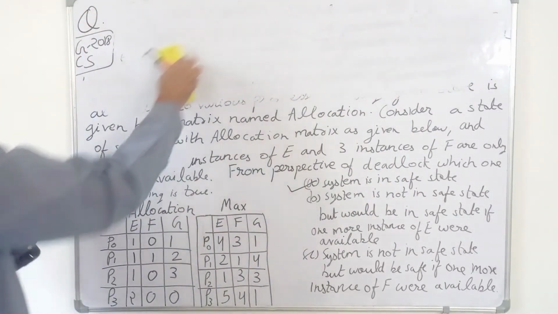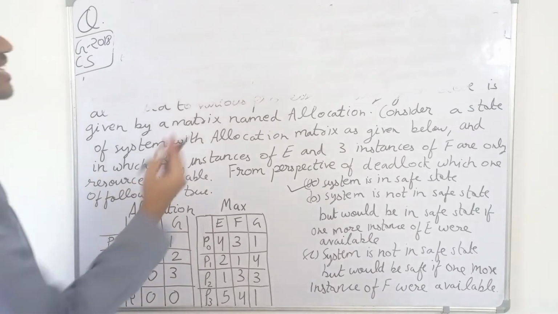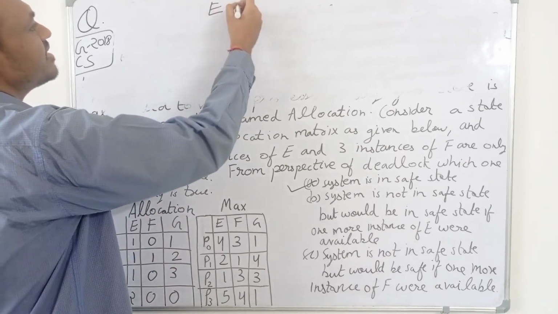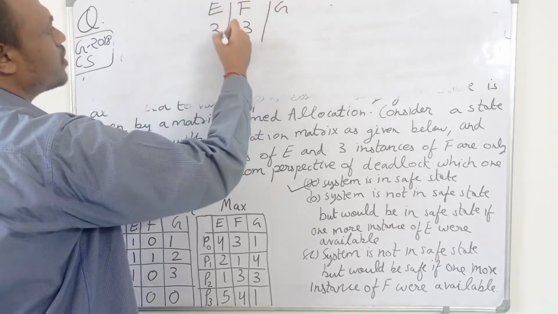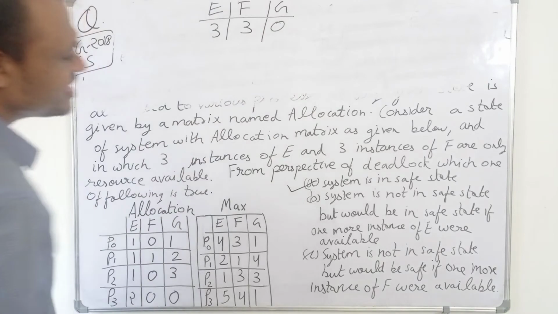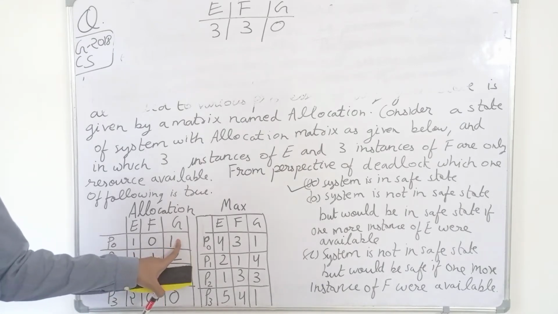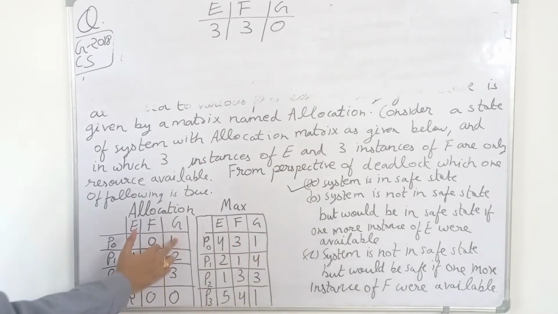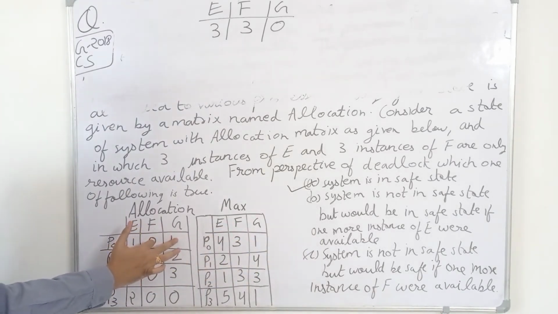So this is the allocation of E, F and G, and we have 3 instances of E and 3 instances of F available with us right now. Obviously nothing is given about G, so it means that no instance of resource G is available after this allocation. Now P0 requires one instance of resource G, is given one instance of resource G and it requires one instance only. So this requirement for P0 is satisfied.